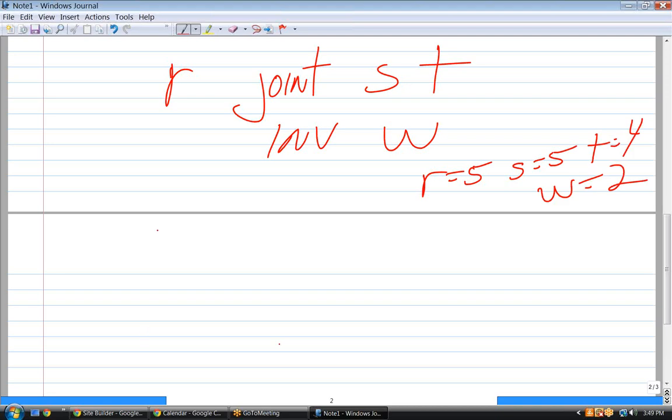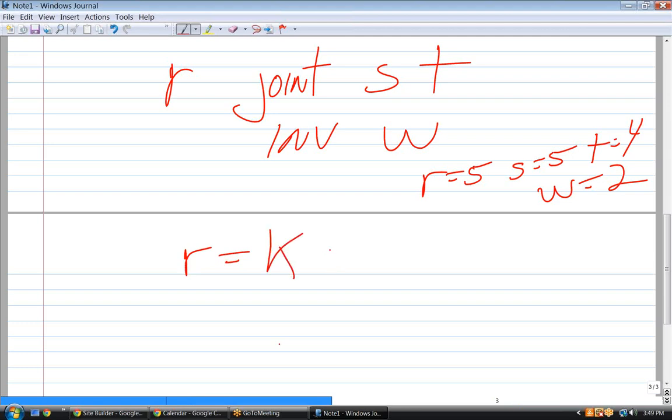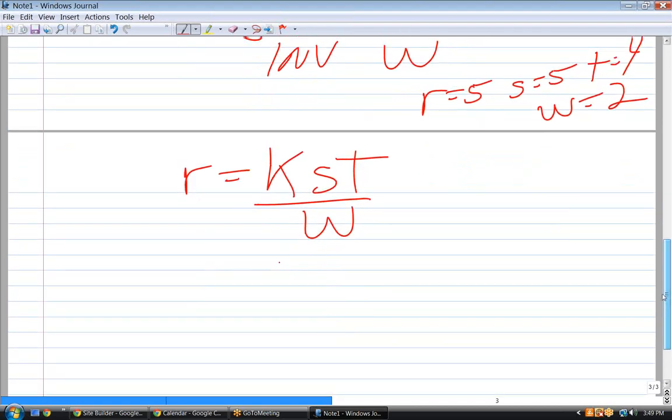Alright, so that would be R is equal to K times S times T over W. Okay. And now, which variable are we going to be able to solve for? K. Okay. So how? So you put in a 5, you substitute in all the values.